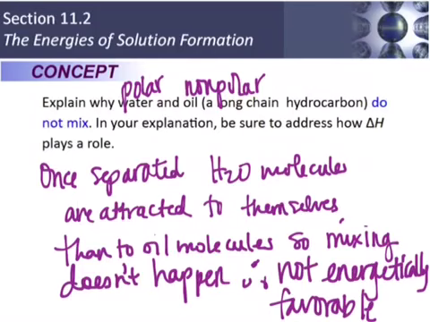Wait, so what's not energetic? The mixing of water and oil. It's the same thing. That's talking about delta H. We can't overcome delta H.